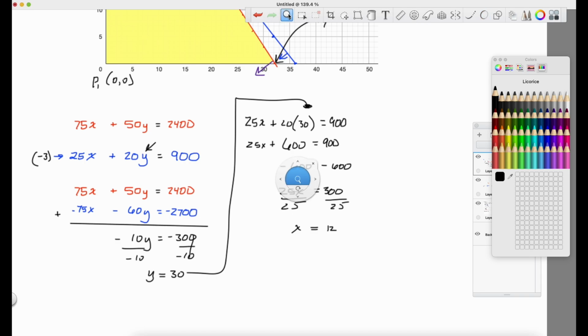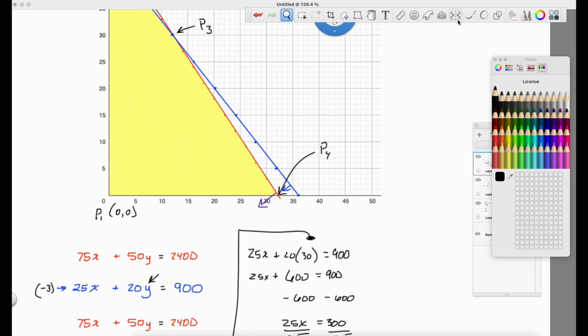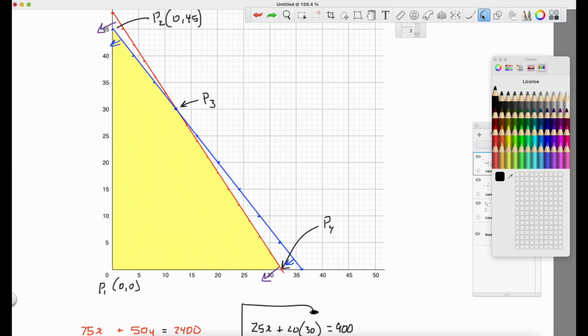Does that work? Let's go back up. Are we 12? Oh, yeah. That looks like it could be 12. Yep. I'm happy with that. So we get 12 and 30.